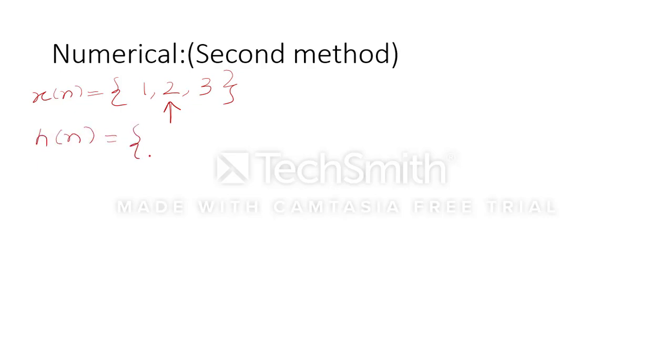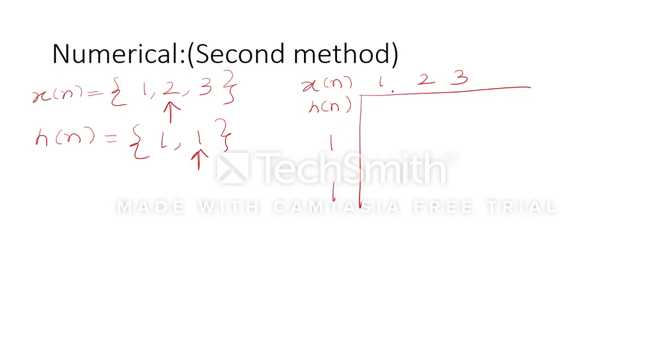Now the second method is the shortcut method. I'm taking the same numerical. Suppose x(n) is equal to 1, 2, 3 and h(n) is equal to 1 and 1. In this method we will make a tabulation. The different values of x(n) are 1, 2, 3, and h(n) values are 1 and 1. Now the first value will be multiplied: 1 into 1 is 1, 1 into 2 is 2, 1 into 3 is 3, again 1 into 1 is 1, 1 into 2 is 2, 1 into 3 is 3.